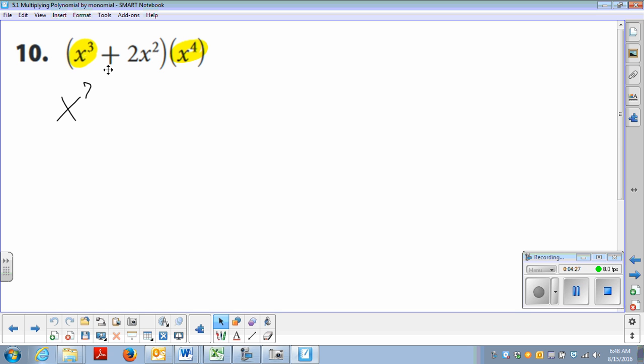All right, let's take a look. So now I have x cubed, and I'll multiply it times x to the 4th. And remember, when we multiply, we want to add the exponents. So 4 plus 3 will be 7. And the coefficient of 1 is in front of the x. 1 times 1 is 1.